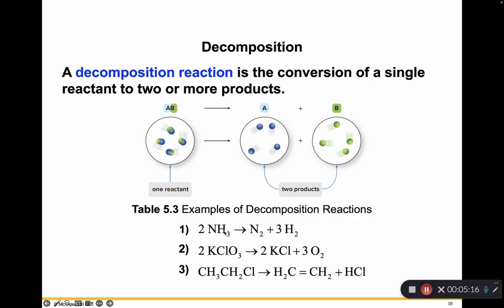Examples here: ammonia can break down into nitrogen and hydrogen. Right? This is a decomposition reaction. From one complex starting material, you end up making two simpler substances. Sometimes we might need to use heat to run such a reaction. For example, here potassium chlorate under heat will break down into potassium chloride, and it will also give away oxygen gas. So this is a decomposition reaction.